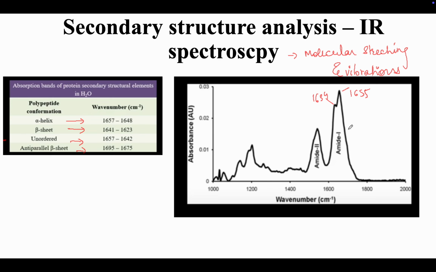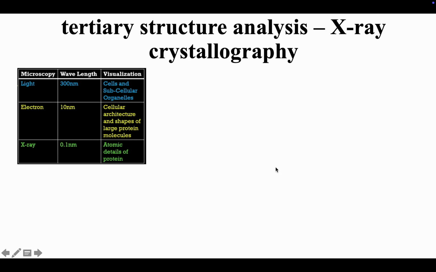So the tertiary structure can be analyzed using either X-ray crystallography or NMR. One of the important characteristics of X-rays is that the wavelength is much lower, and it will give you much more atomic detail as compared to light or electron microscopy.